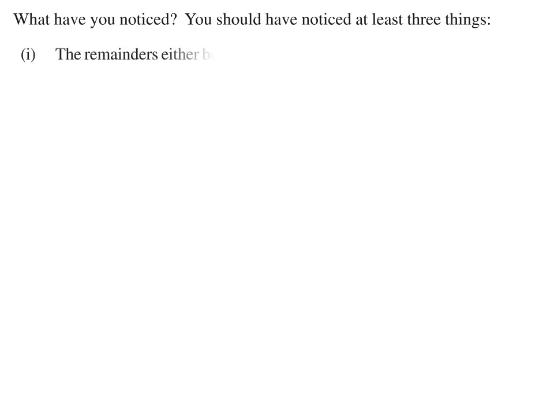Okay, now what have you noticed in the previous question? You should have noticed at least 3 things. The first one: the remainders either become 0 after a certain stage, or, as you have seen in the second example, start repeating themselves. You have seen the two types of pattern. First pattern is remainder either becomes 0 after a certain stage or starts repeating themselves.